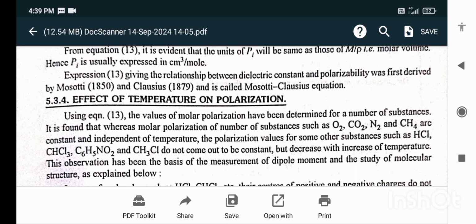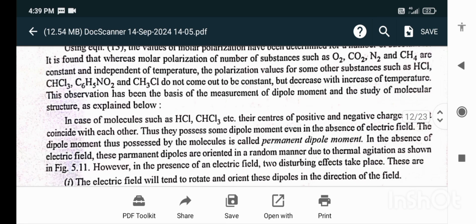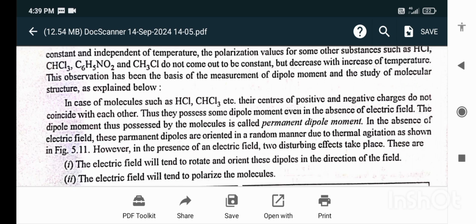This observation has been the basis of the measurement of dipole moment and the study of molecular structure, as explained below. In the case of molecules such as HCl and CHCl3, the centers of positive and negative charges do not coincide with each other. Thus, they possess some dipole moment even in the absence of the electric field. The dipole moment thus possessed by the molecules is called permanent dipole moment. In the absence of an electric field, these permanent dipoles are oriented in a random manner due to thermal excitation.